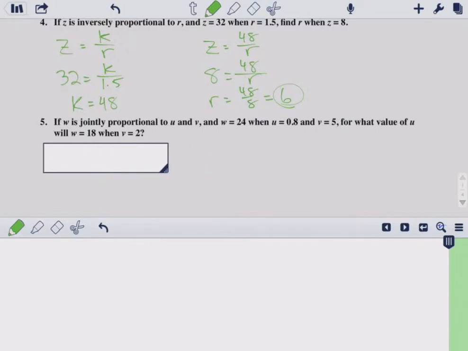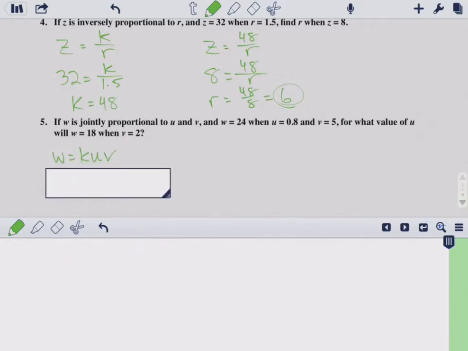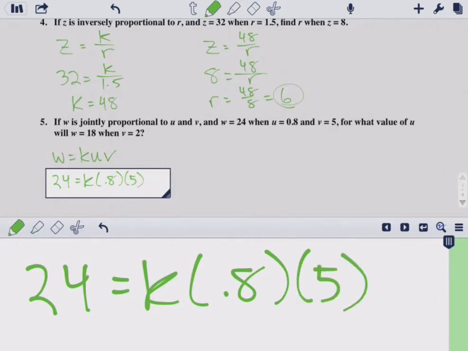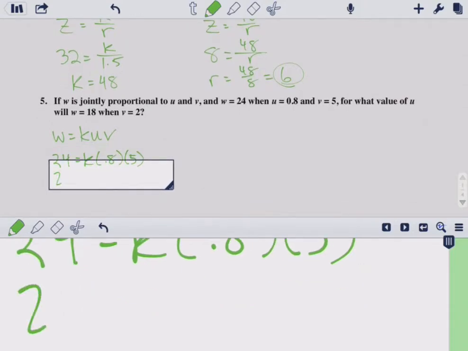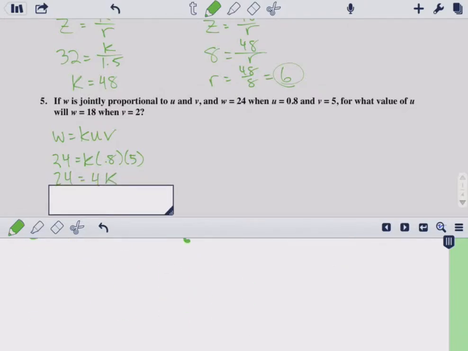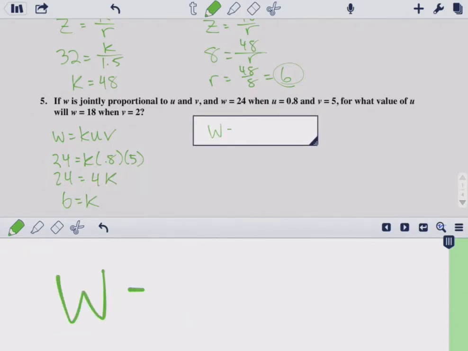Okay, for 5, if W is jointly proportional to U and V, W is equal to kUV, and W equals 24 when U equals 0.8 and V equals 5. Alright, so we can solve that by simplifying. 24 is equal to 4 times k, because 0.8 times 5 is 4, and 24 divided by 4 is 6. So k is equal to 6. So our equation is W is equal to 6UV.